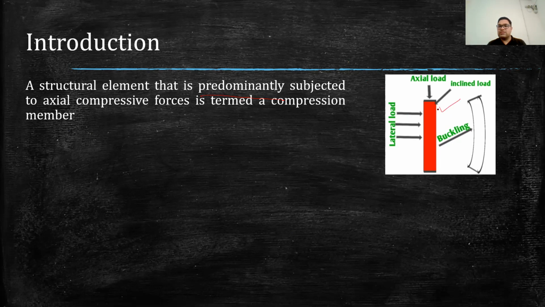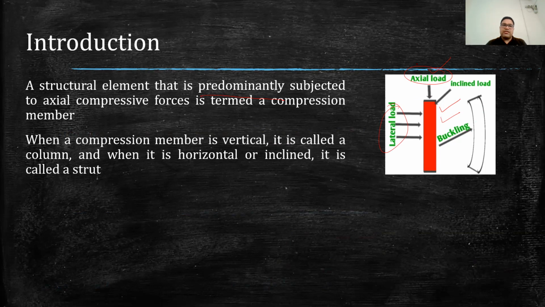So as you can see in this case, the vertical column, it is subjected to axial load as well as it may be subjected to some lateral load also. And because of this lateral load, it may bend, which is basically buckling. So this member is known as compression member. Why? Because the primary force is axial force.